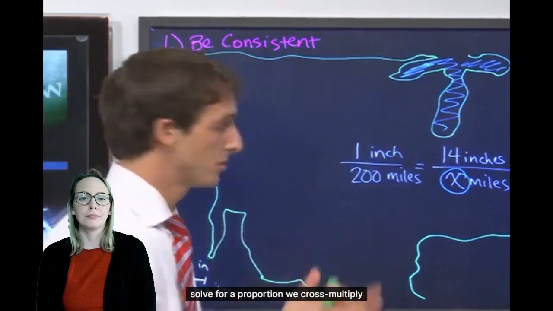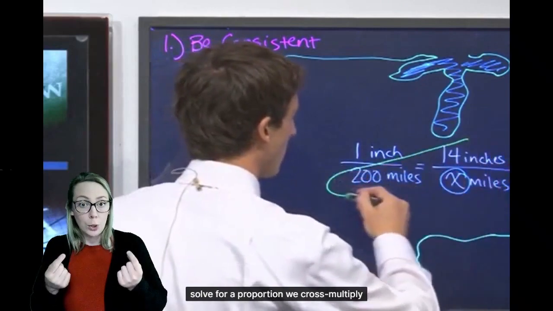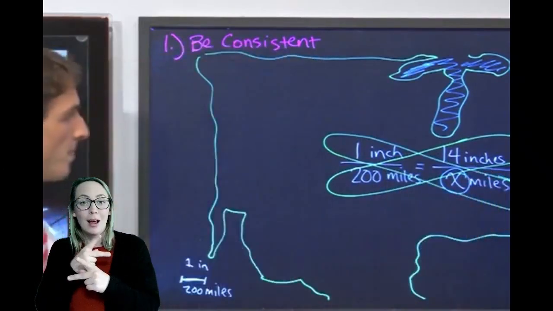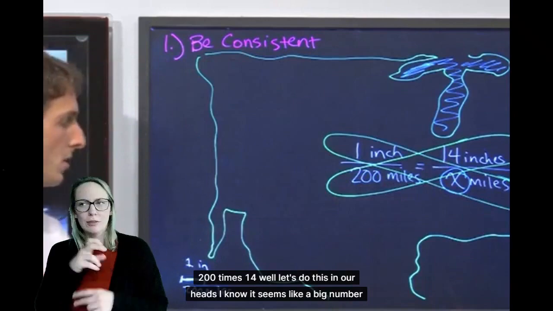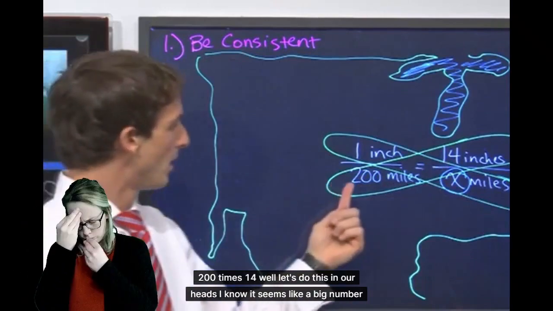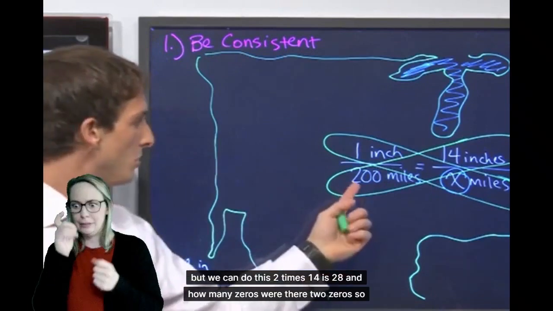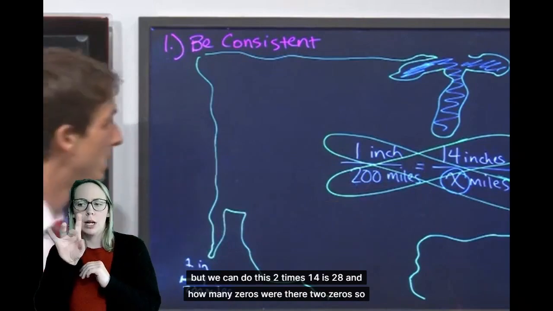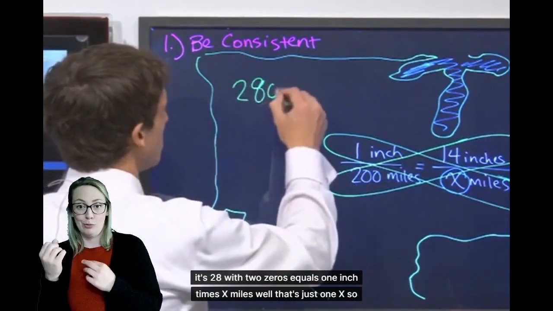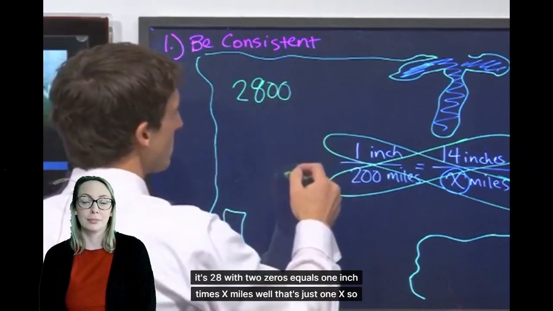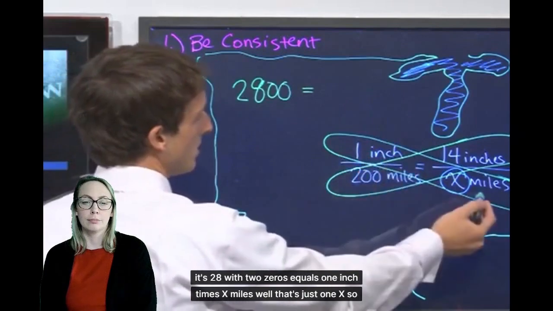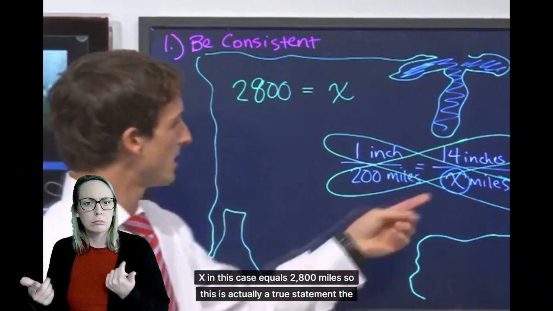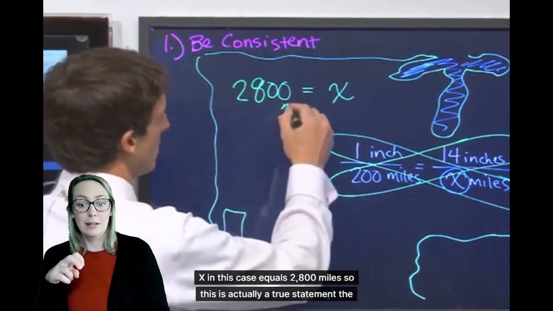Well, to solve for a proportion, we cross multiply. 200 times 14. Well, let's do this in our heads. I know it seems like a big number, but we can do this. 2 times 14 is 28. And how many zeros were there? 2 zeros. So it's 28 with 2 zeros equals 1 inch times X miles. Well, that's just 1X. So X in this case equals 2,800 miles.